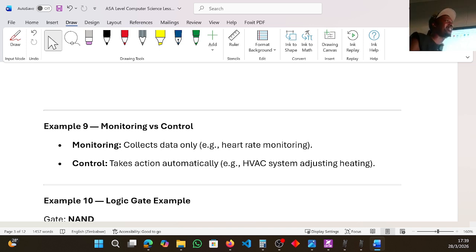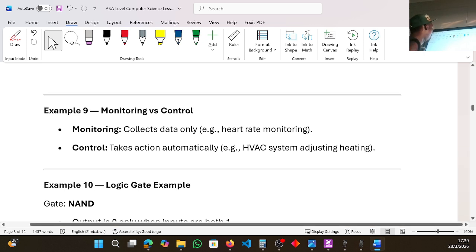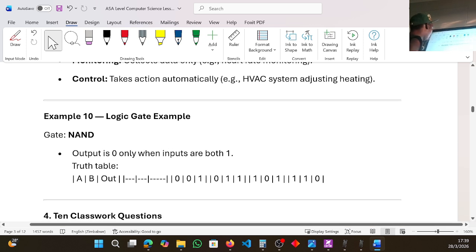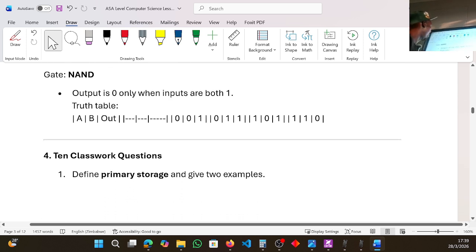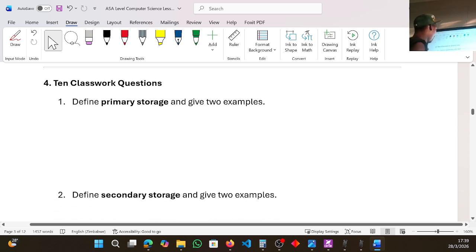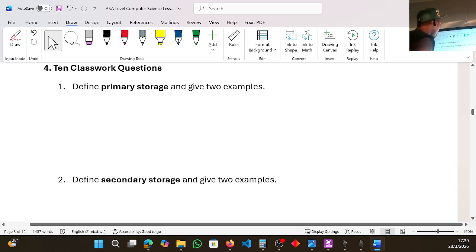LED lights or street lights, where if the light reflected reaches a certain level, they can switch on to show that maybe there is an imbalance between darkness and light. When there was a problem or an example to be done under NAND gate, I think we'll address that in our classwork questions. So here we are interested in defining primary storage, and we give two examples.